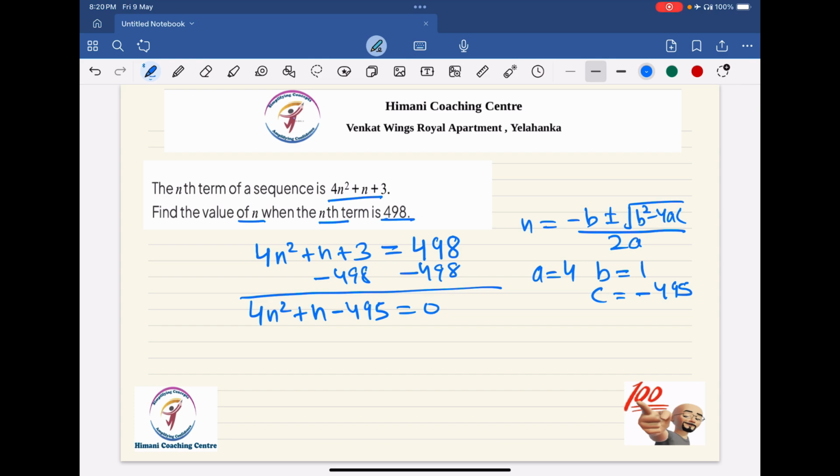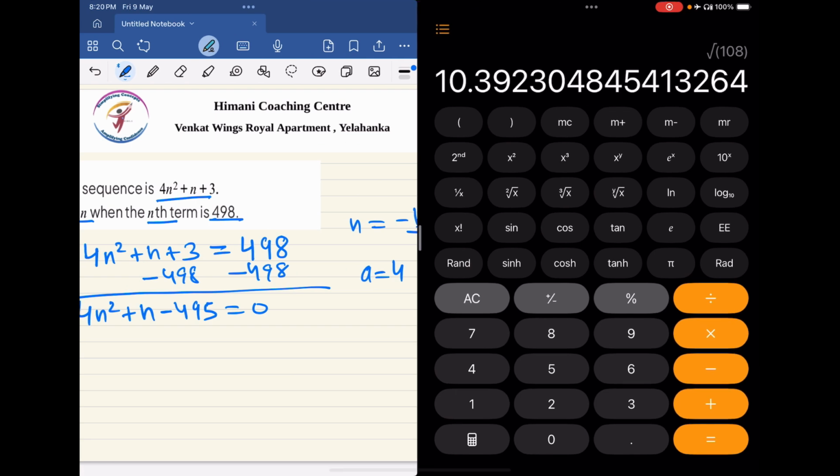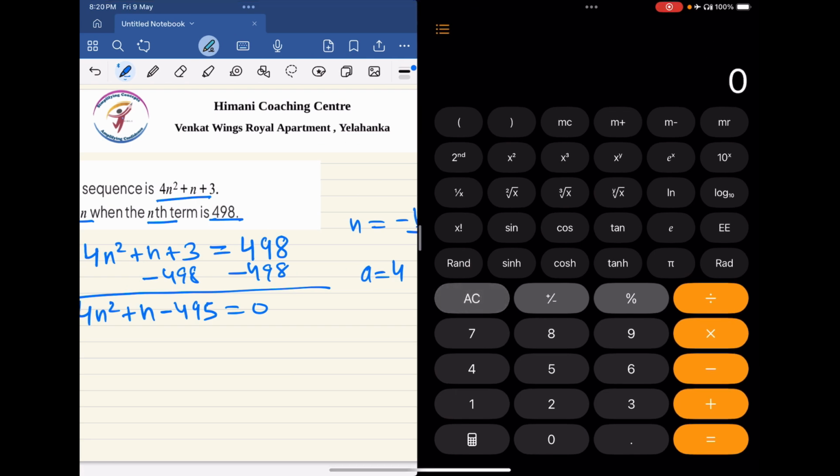So let us go to the calculator and solve this. So we have to find, first, the square root of b square minus 4ac, which is 1. Okay, and then we have minus 4 and a is 4. So let us do that. And we have another one which is minus 495. Okay, and the answer is coming as 89.